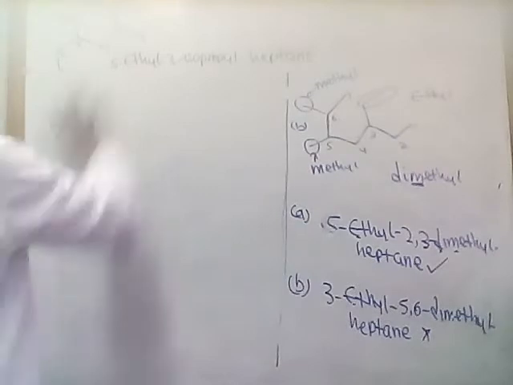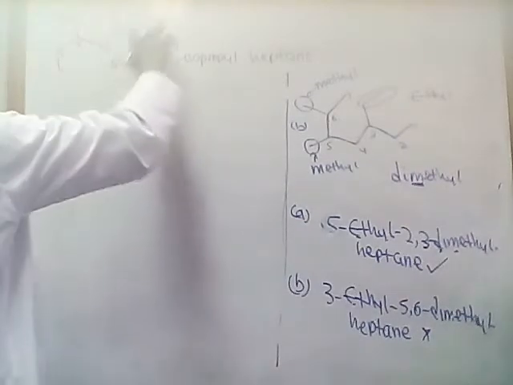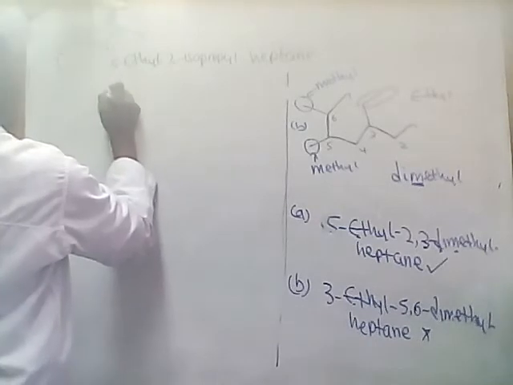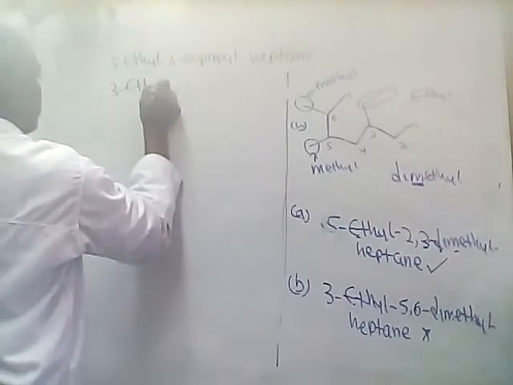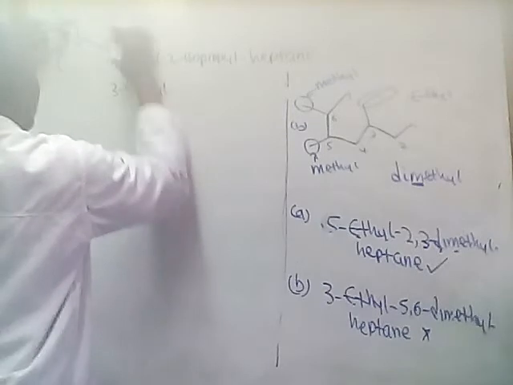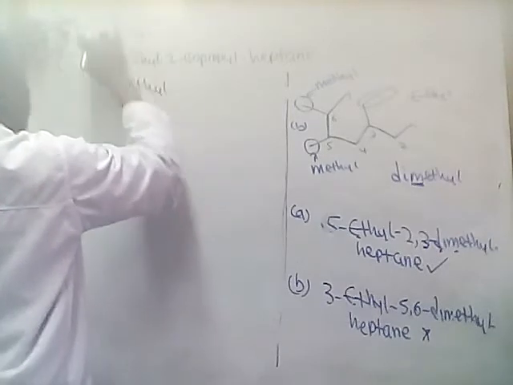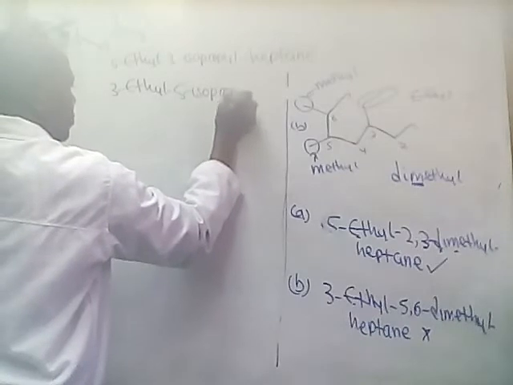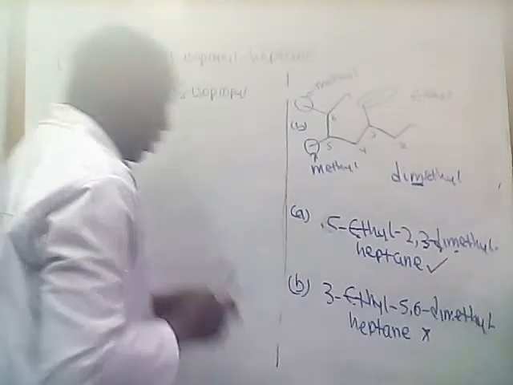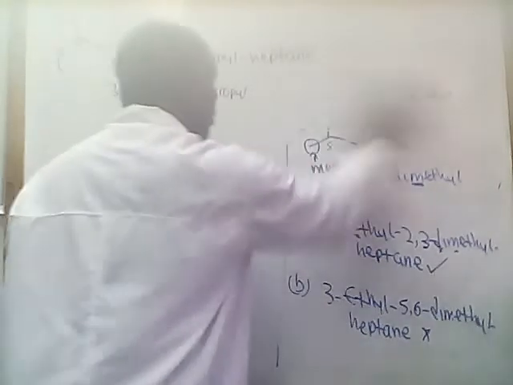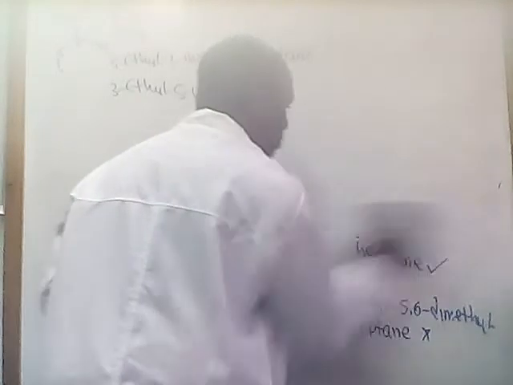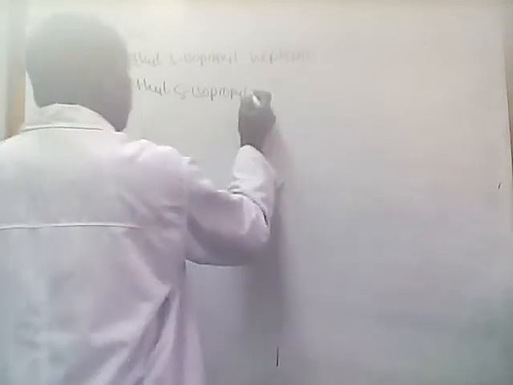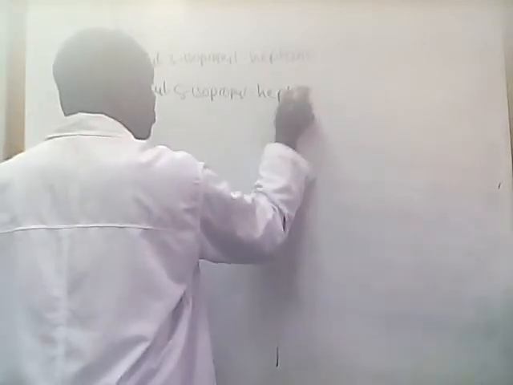Alright? If I number like that one, or if I number from the other side, like 1, 2, 3, so it means this will be what? 3 ethyl, then it will be 3, 1, 2, 3, 4, 5, 5 isopropyl. Okay, let me delete this one now, now that we are dealing with the new structures. So this will be heptane, yeah?